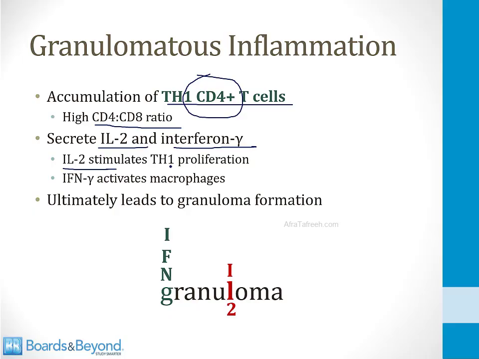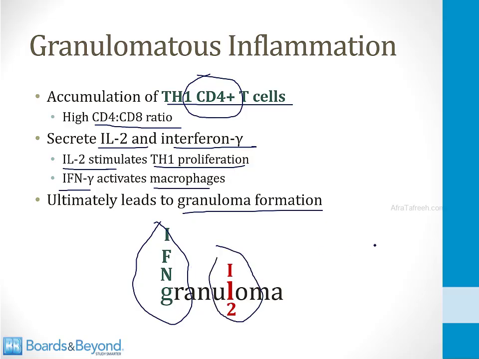IL-2's role is to stimulate proliferation of the T cells. Interferon gamma's role is to stimulate macrophages. And working together with the T cells and macrophages, this is what leads to granuloma formation. And an easy way to remember this is just to remember the word granuloma. It has the two cytokines in its name. Interferon gamma is around the G and IL-2 is around the L.